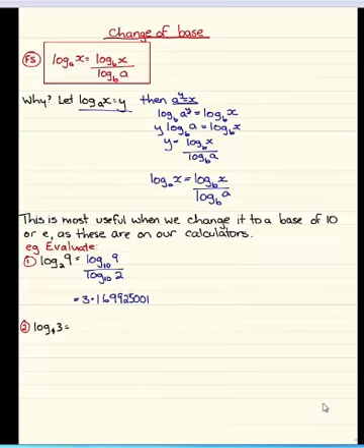Now you can use your log button, because that's base 10, but you could also use your ln, so base e. All right, so if we've got log base 4 of 3, then I know that this is equal to the natural log of 3 all over the natural log of 4, which is 0.7924812504.